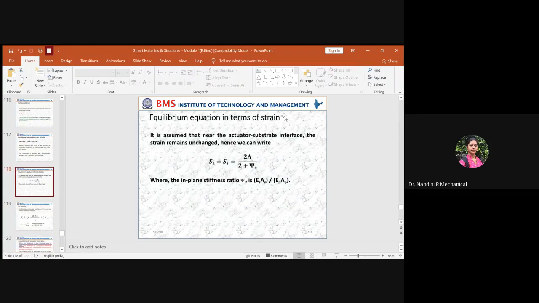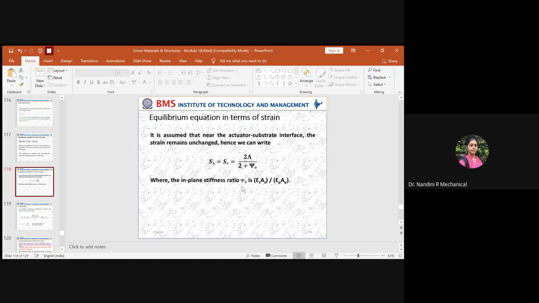So once the equilibrium condition is achieved, in that case what happens is the strain across the actuator will be equal to the strain across the substrate and that will be equal to twice the free strain upon 2 plus the stiffness ratio. So what is the stiffness ratio?